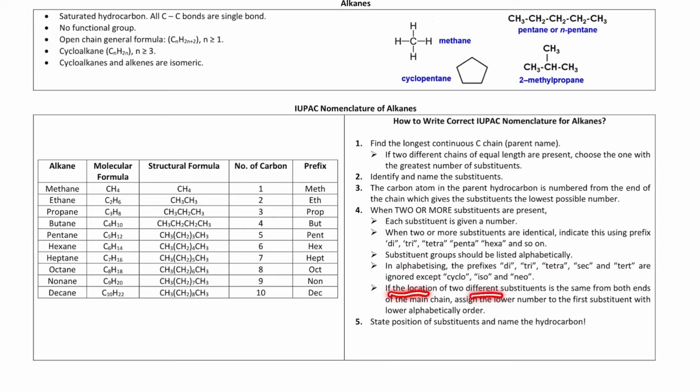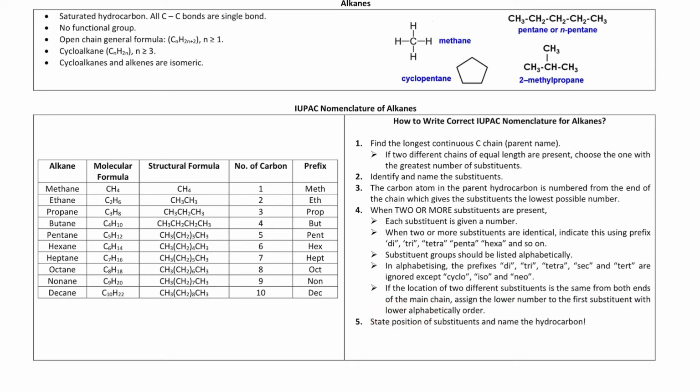Okay, and then if the location of two different substituents is the same from both ends of the main chain, assign the lower number to the first substituent with lower alphabetical order. Okay, maksudnya kalaulah kamu kira dari kiri, kamu jumpa number 1, 2, 3, jumpa substituent. Dari kanan, 1, 2, 3, jumpa substituent juga. Okay, so dari mana nak start? Okay, sebab dua-dua number 3 jumpa substituent. So, kamu tengoklah antara dua substituent tu, nama dia yang mana? So, kalau satu substituent methyl, satu ethyl, kita akan prefer untuk lower number untuk E itulah instead of M. Okay, sebab kita kena bagi lower number to first substituent yang ada alphabetical order yang lebih rendah lah.